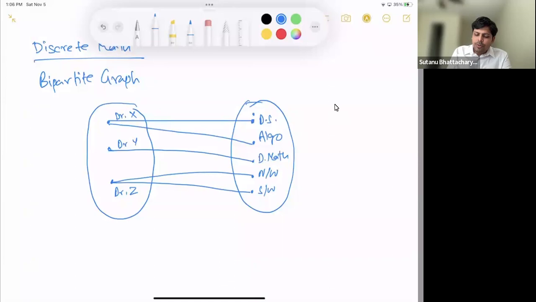Just note down that no teacher teaches another teacher, right? So X will not teach Y, Y will not teach Z. Similarly, one course will not teach another course. Data structure will not teach algorithm, algorithm will not teach discrete math. That's why there is no edge between two courses or between two faculty members. So each edge has one end at a faculty member, and another end at a course.